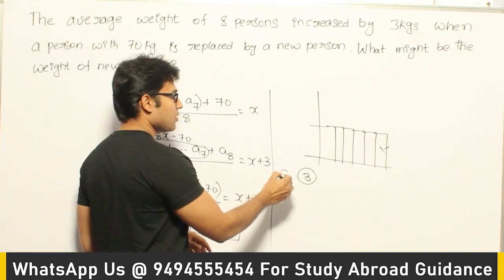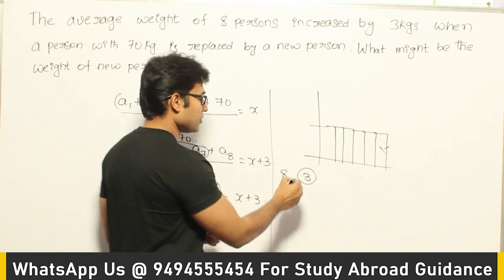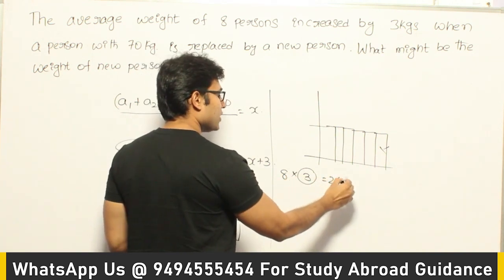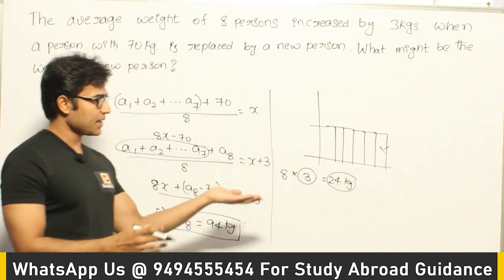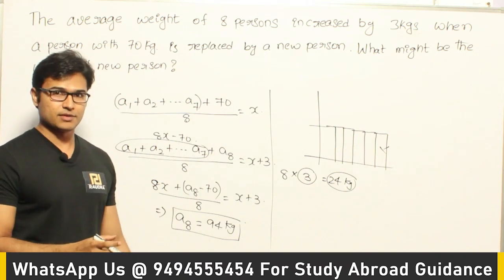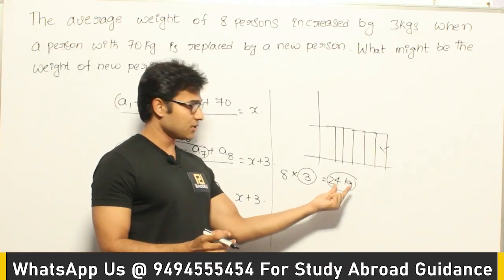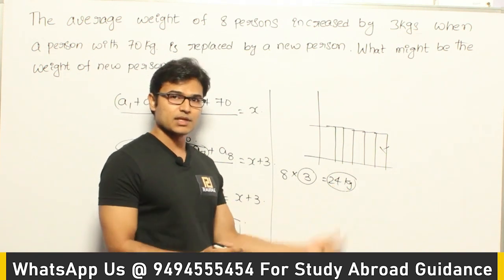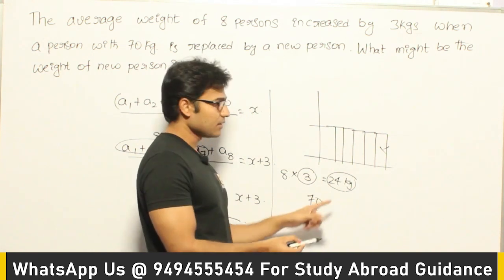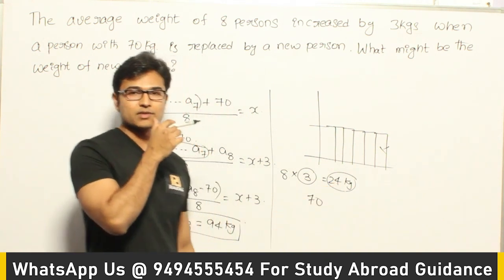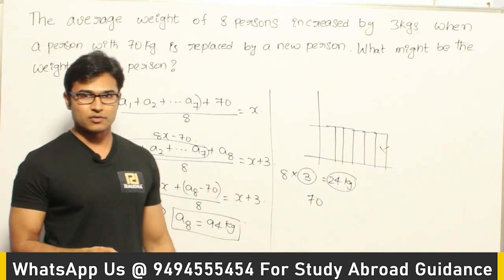So 8 people are all together getting an extra 24, 8 into 3 means 24. So 24 kgs is actually added to the sum of the weights, which has increased the average by 3, right? Now where did we get this 24 kgs from? This might be added by the new person, which means if the person with 70 kgs is replaced with a new person, then that new person is adding a difference of 24. Then what would be the weight of the new person? This 70 plus 24, which is 94.